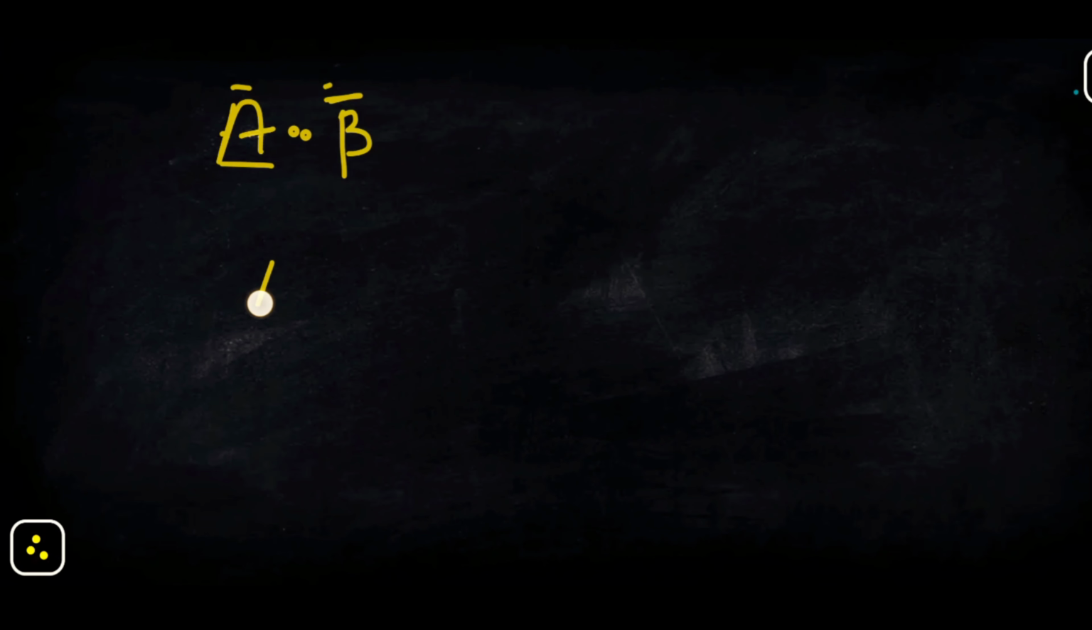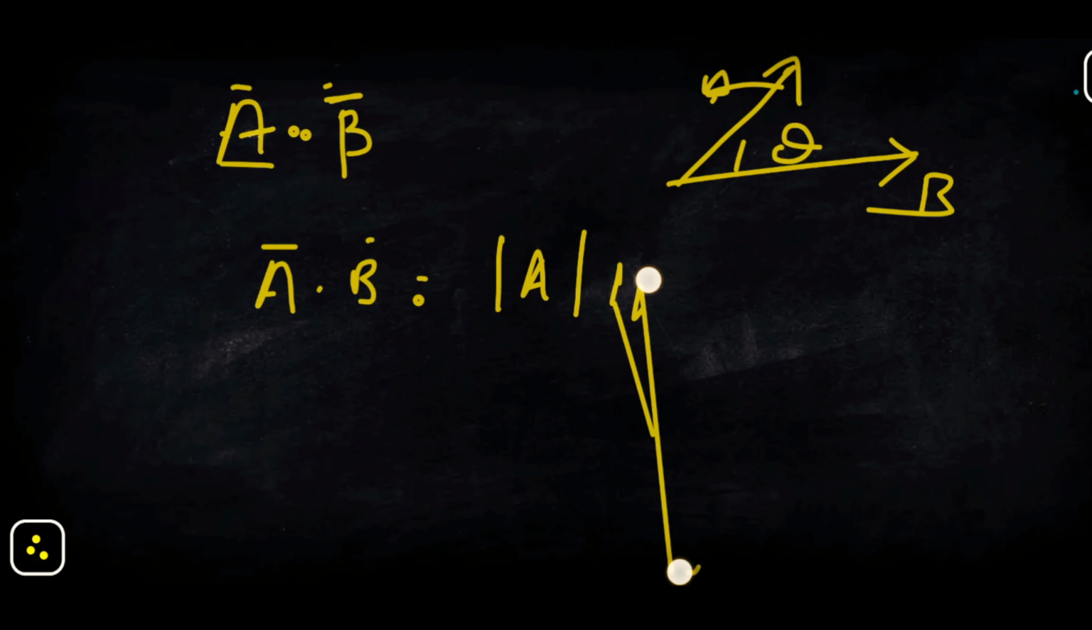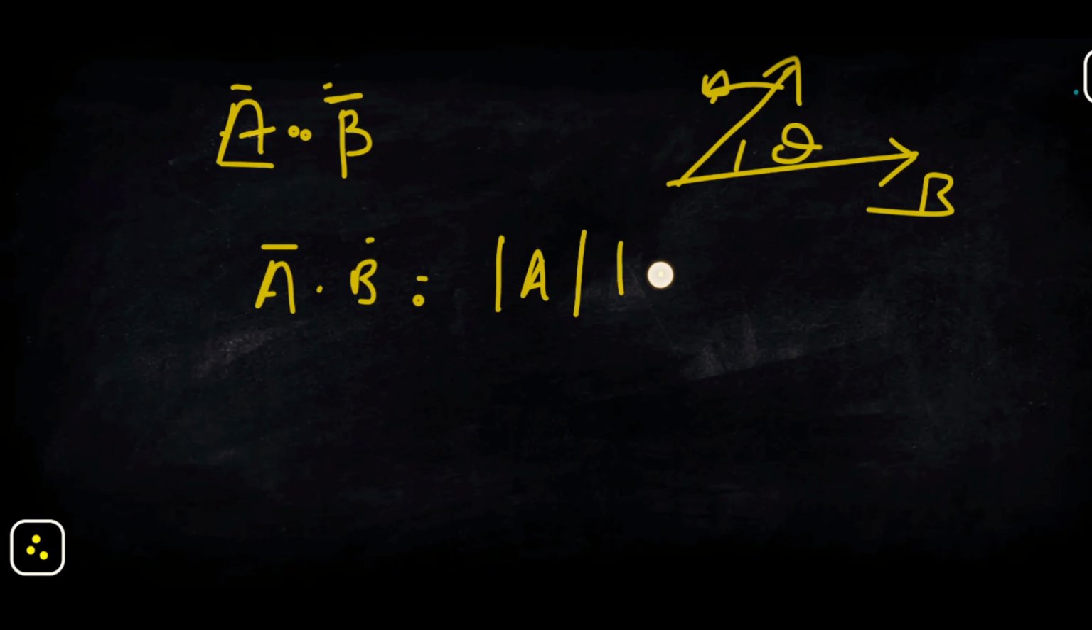How to do the dot product: the magnitude of A we have to consider first. Consider two vectors A and B, and the angle is theta. The dot product, the scalar product of two vectors, is the magnitude of A into the magnitude of B into cos of the angle between them, theta AB. That is the dot product.